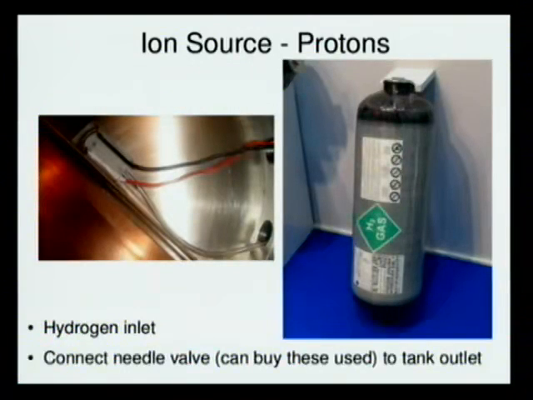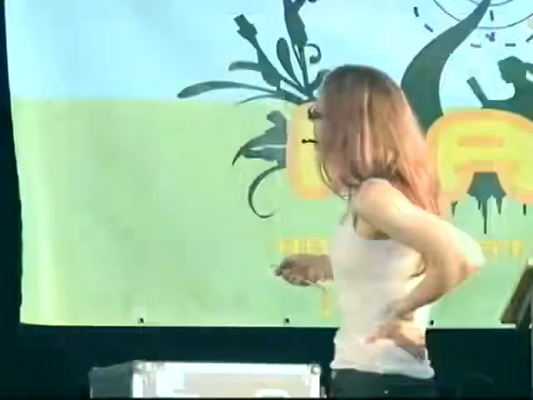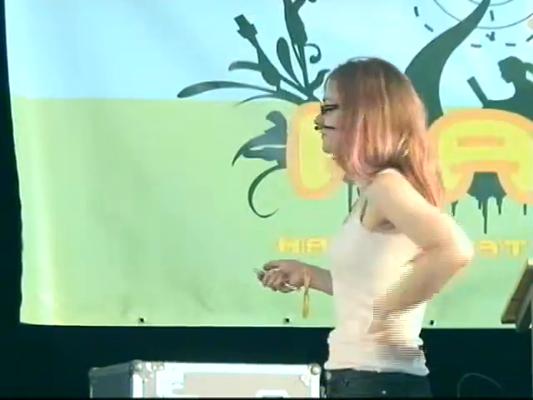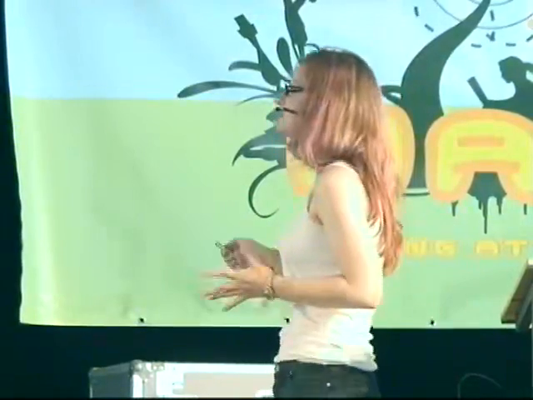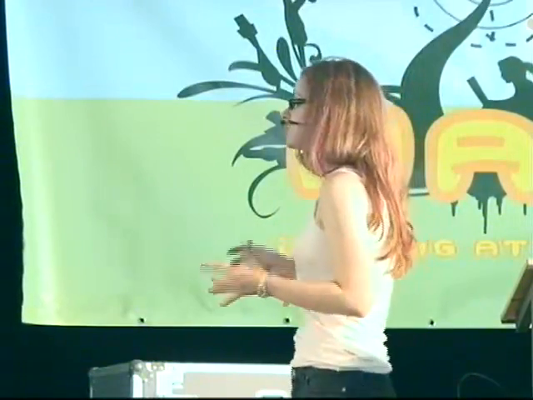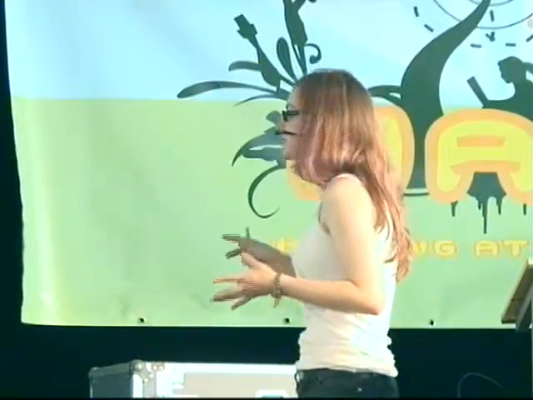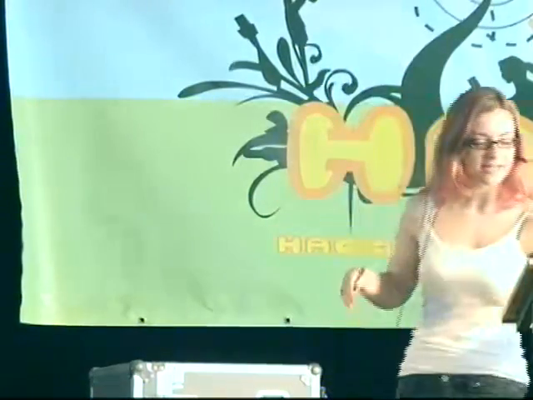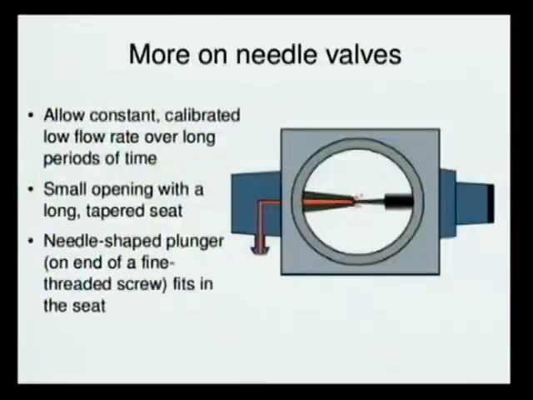Right. Now, the second thing you need is the hydrogen source. You can just get a regular tank of hydrogen fairly easily, but the tricky thing is you need a needle valve. You can buy these used; they're kind of expensive to get new. It goes to the tank outlet. Needle valves are important because they're very good at maintaining a very constant, very small flow of a gas that's coming out. I have a slide just for those because they're important.